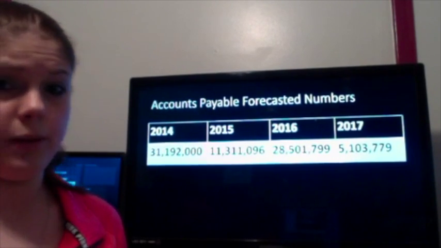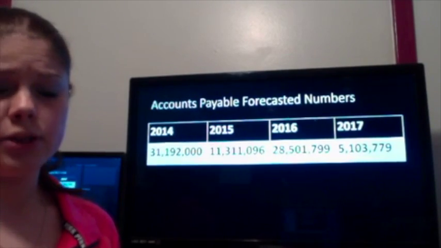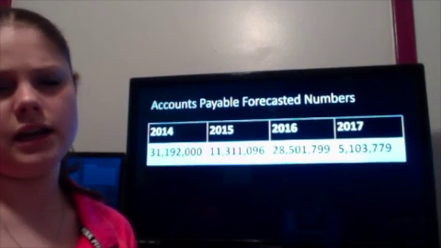I don't know why, but that's a big fluctuation. That could mean they're going to pay off more bills then, or what, I don't know. But it does fluctuate a lot. And that's it for inventory and accounts payable.